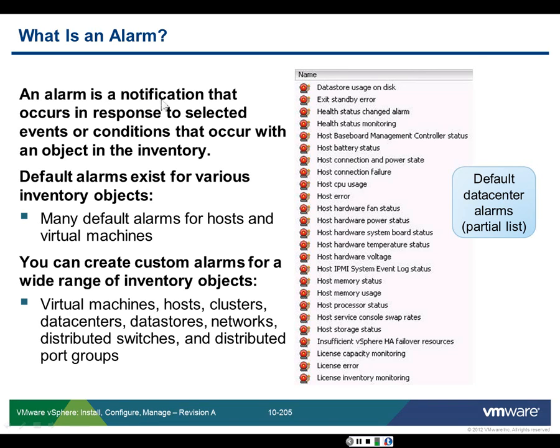An alarm is a notification that occurs in response to a selected event or condition that occurs with an object in the inventory. Default alarms exist for various inventory objects, and you can create custom alarms for a wide variety of inventory objects, for virtual machines, for data stores, and for virtual switches. This is a partial list of some of the default alarms.